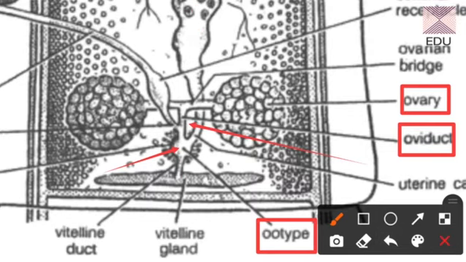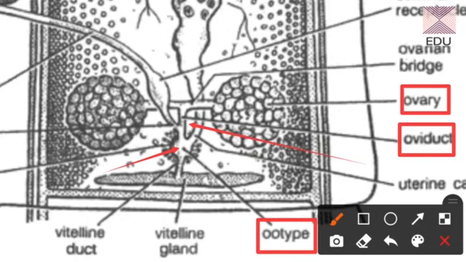So simply remember this: ootype is a round chamber and three ducts come to join this particular chamber. The first duct is the oviduct coming from the ovary, second duct is the uterus, and third is the vitelline duct. Now I'll be taking up this vitelline duct and gland later on, what these glands are and what the vitelline duct is.